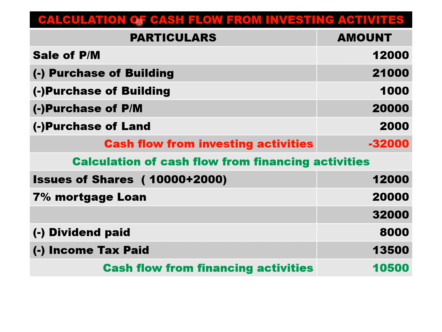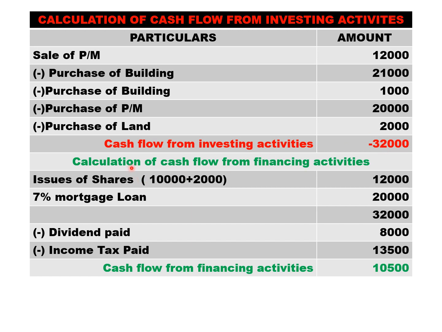Now the calculation of cash flow from investing activity. It's simple, sale minus purchase. So we have a sale of plant and machinery 12,000 given in adjustment number 1. Less purchase of building, we have two purchases 21,000 and 1,000. Less purchase of plant and machinery, which we found in the plant and machinery account. Then less purchase of land given in the balance sheet. Land last year 10,000, current year 12,000, which indicates that 2,000 is purchase. So you get minus 32,000, which indicates cash outflow.